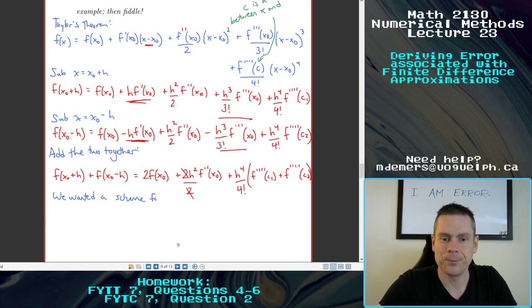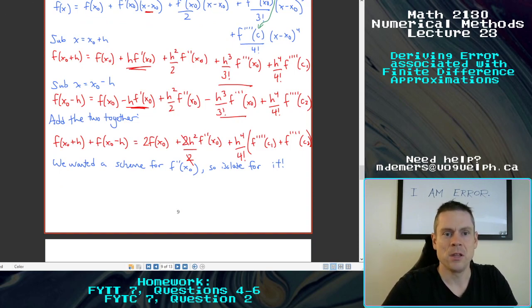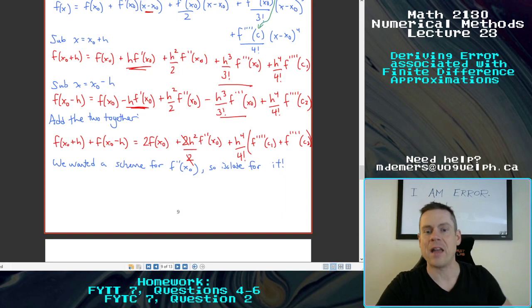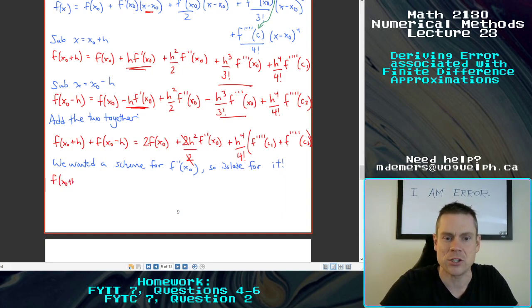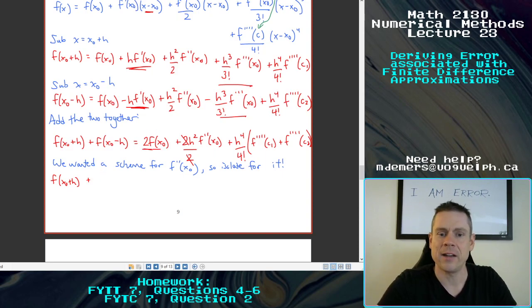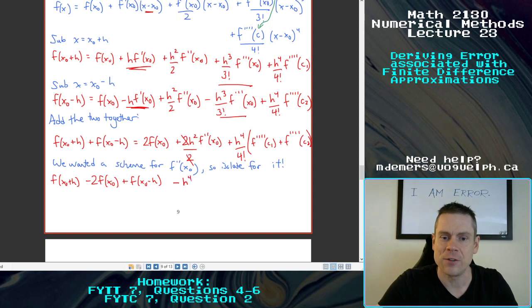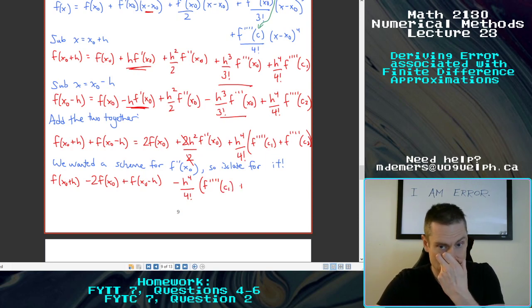So we wanted a scheme for f double prime at x0. So isolate for it. I'm going to bring over all of the other terms other than that term right there. So I'm going to get f of x0 plus h plus, oh, let's see here, I'm going to take this to the other side. So we get minus 2 f of x0 plus f of x0 minus h. And I'm going to bring that error term over as well. Minus h to the 4 over 4 factorial, f1, 2, 3, 4 at C1 plus f1, 2, 3, 4 at C2, like so.